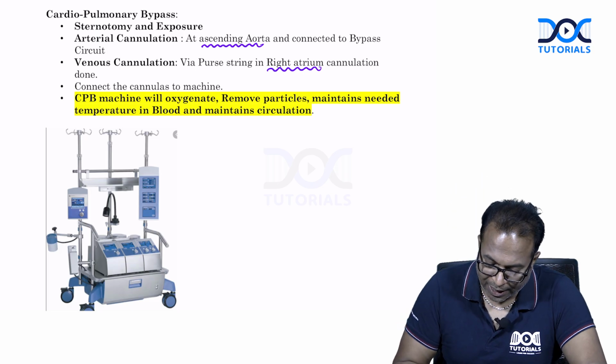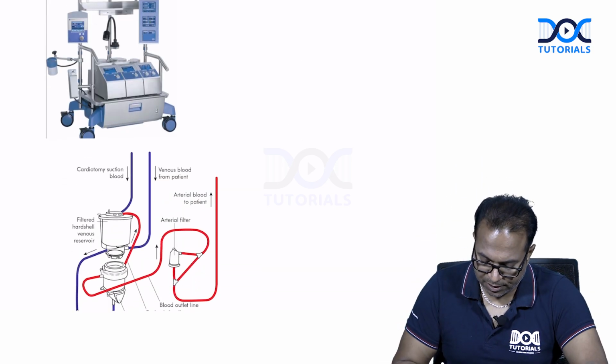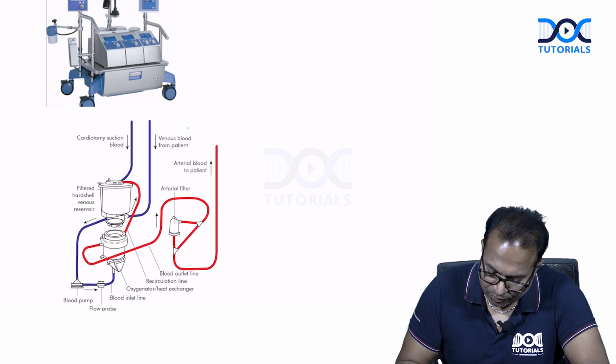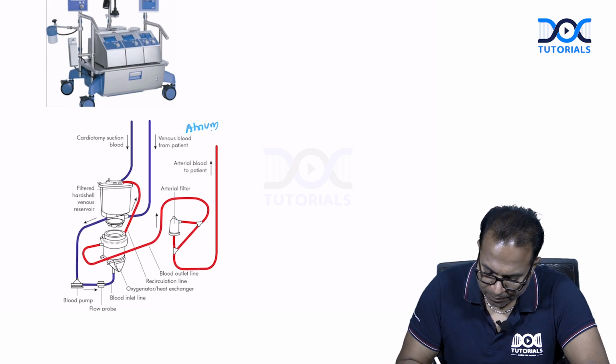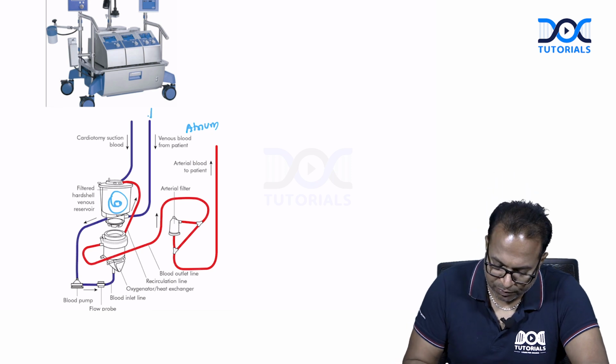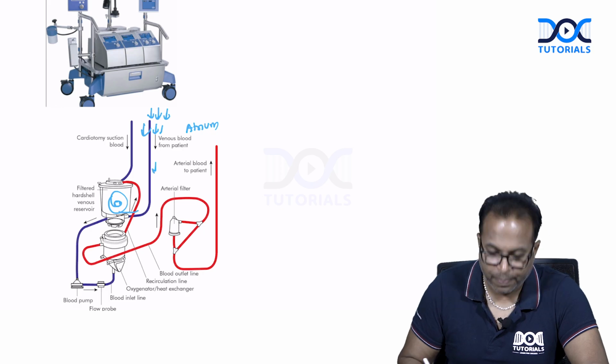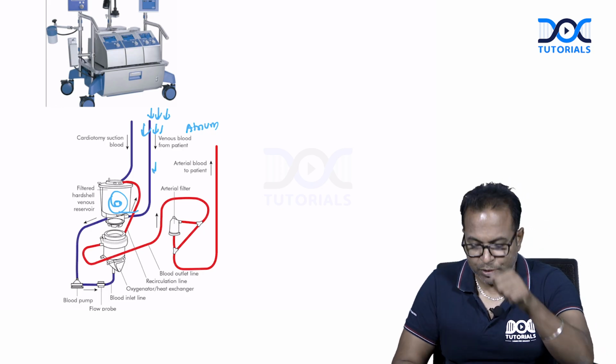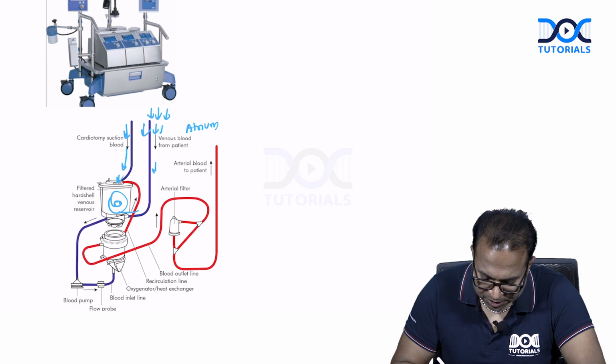Now I am going to connect the cannulas to the machine. See, this is the machine. This is the venous blood from the atrium, which is connected to this machine. So the blood which is coming towards the atrium will not go further; it will go into this machine. And whenever we are doing surgery, we will be doing suction, and that blood will also go to this machine.